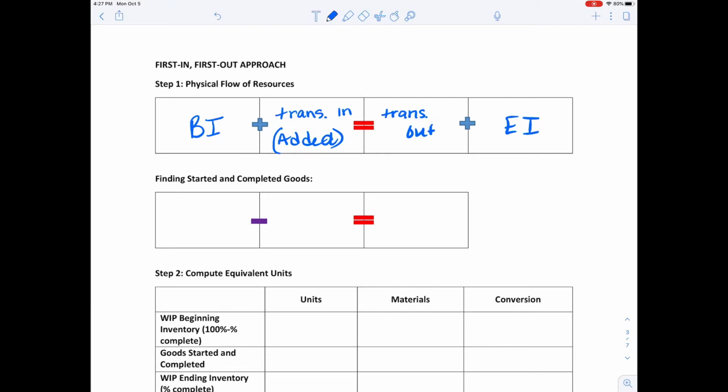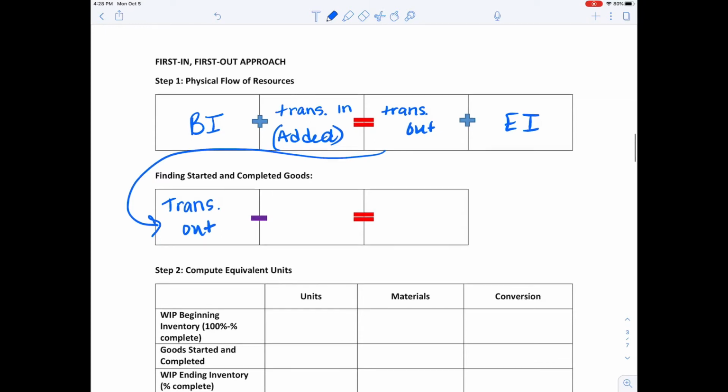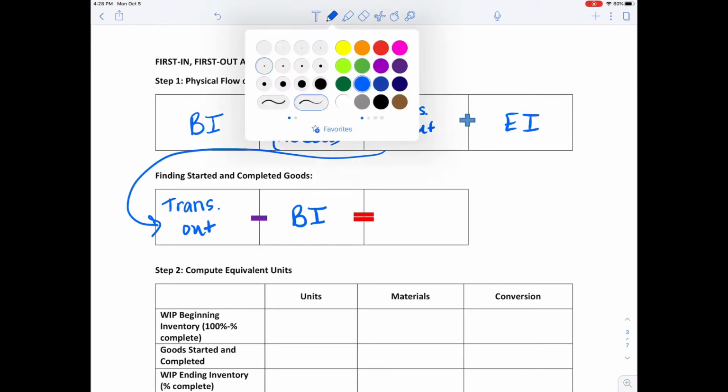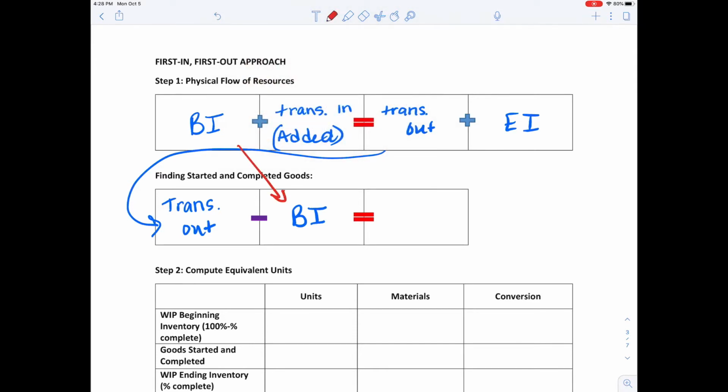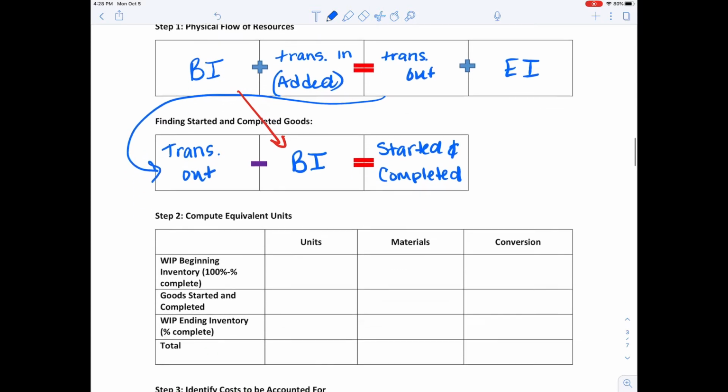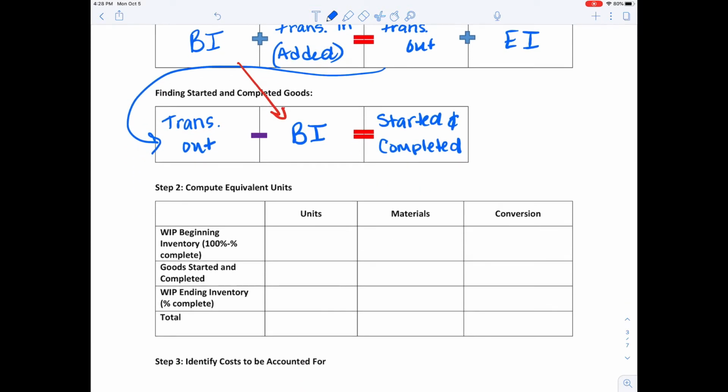So to figure out how much we've done in the current period, we're going to take our transferred out amount. That's how much was completely done, completed and transferred. We're going to subtract out that beginning inventory, coming from right here. And that's going to equal how much was actually started and completed only during this period. And that's going to be helpful to figure out how to do some of these more in-depth problems.